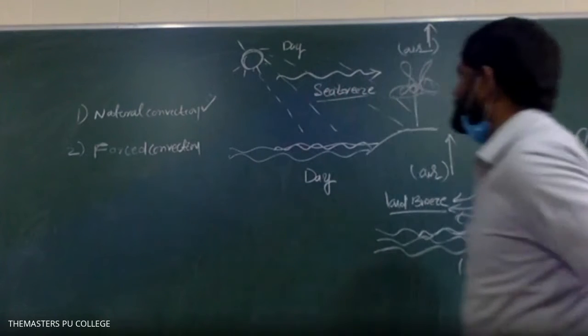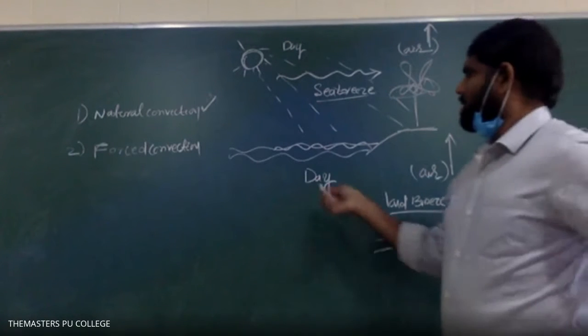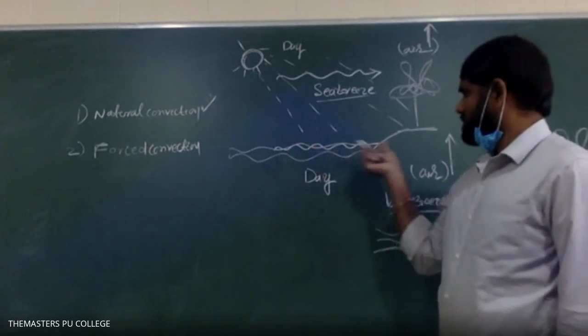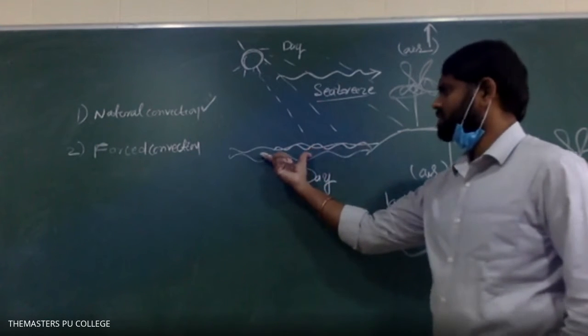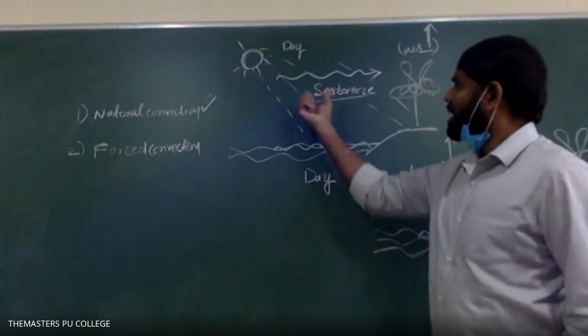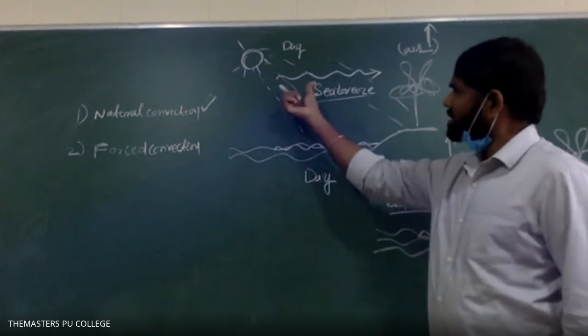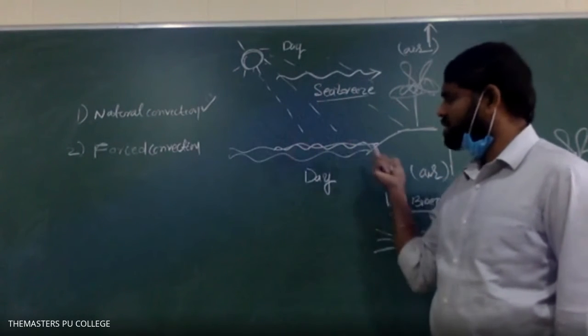Okay. Sea breeze and land breeze are an example of natural convection. How it happens, let us go through this. This is the ocean water, this is the land surface. During the daytime, both the surface of the ocean and the surface of the land are exposed to the sun. By absorbing that radiation or energy from the sun, both will try to heat.